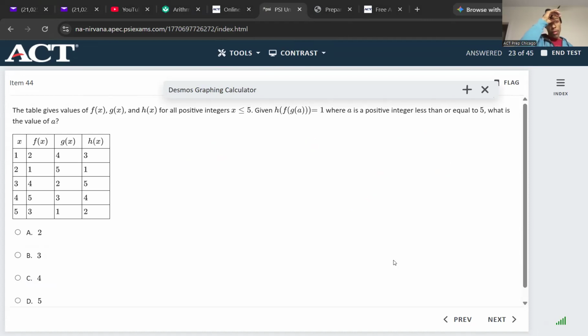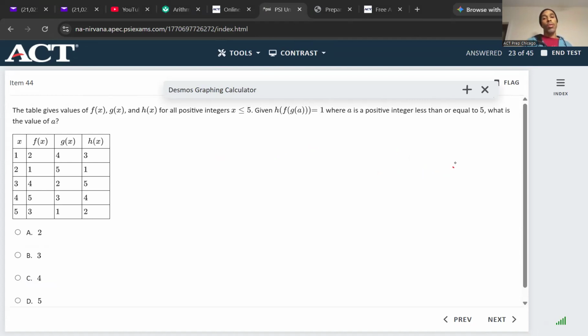The table gives the values of f of x, g of x, and h of x for all positive integers, where x is less than or equal to 5. Positive integers, right? Given that h of g of a is equal to 1, where a is a positive integer less than or equal to 5. So a is one of these values for x. What is the value of a?